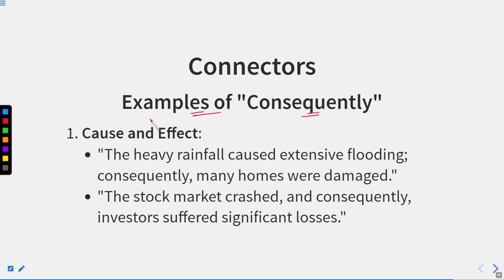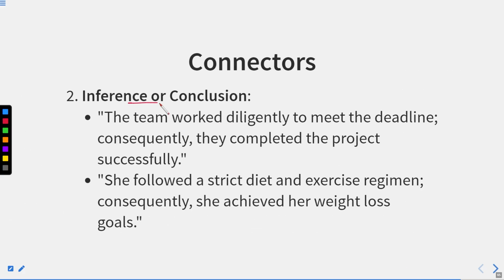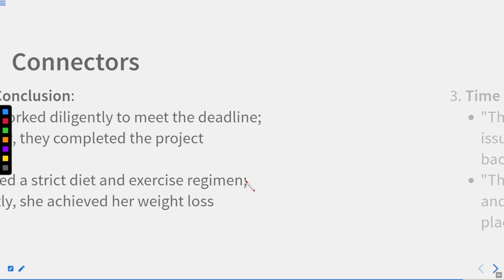Now, examples of consequently. First of all, cause and effect. The heavy rainfall caused extensive flooding. Consequently, many homes were damaged. The stock market crashed and consequently investors suffered significant losses. Inference or conclusion. The team worked diligently to meet the deadline. Consequently, they completed the project successfully. She followed a strict diet and exercise regimen. Consequently, she achieved her weight loss goals.